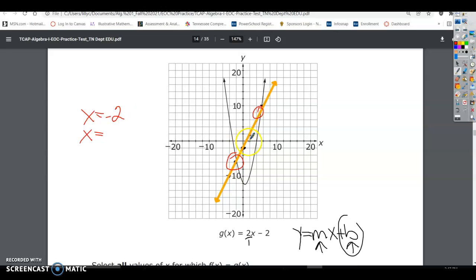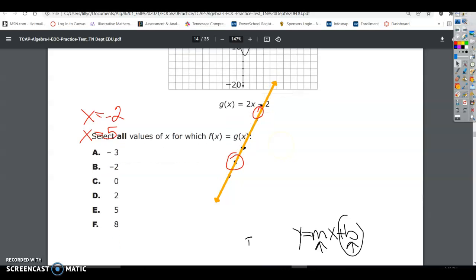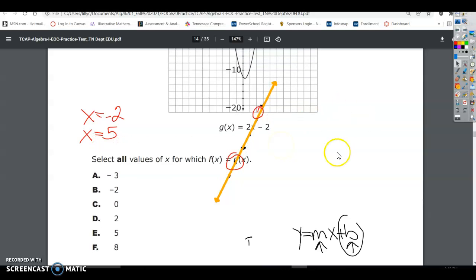And if you go over 2, 4, between 4 and 6 is where the other one is. So between 4 and 6 would be determined as 5. So you do have to be careful when you're graphing because it is important to get those right. So we need -2 and 5. So if we come down here, I'm going to get rid of some of this stuff here.